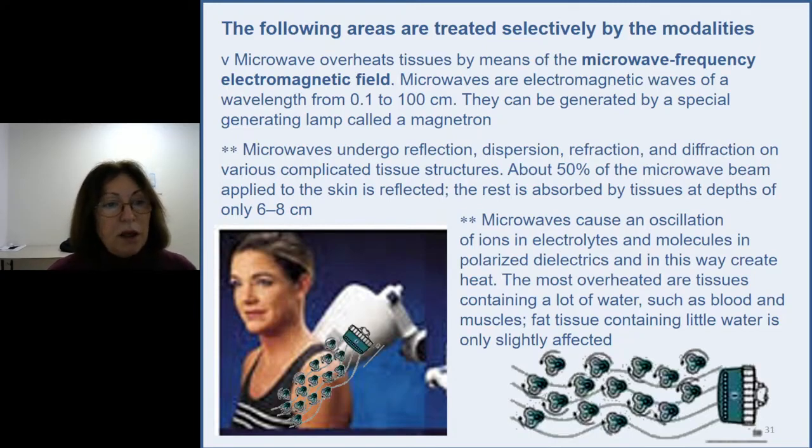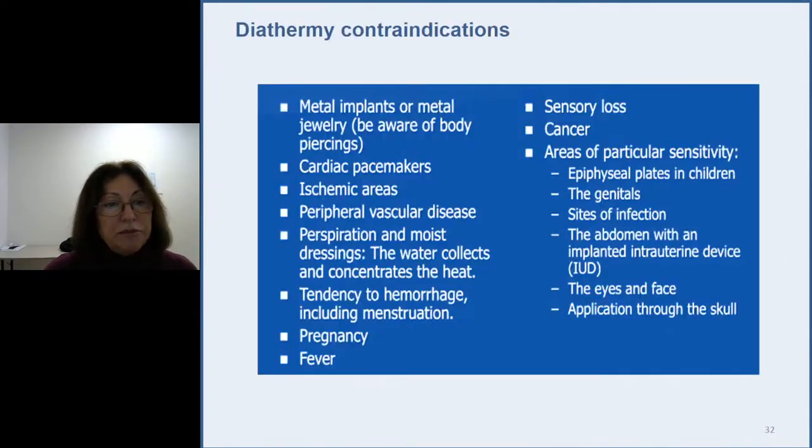So the shortwave diathermy is more preferential for the fat, as you know already. Okay, but contraindications of the diathermy should be taken into account, please. And this is just the list of these. Look, metal implants or metal jewelry, cardiac pacemakers, and this list you should take into account when you are going to implement the diathermy to treat your patient.